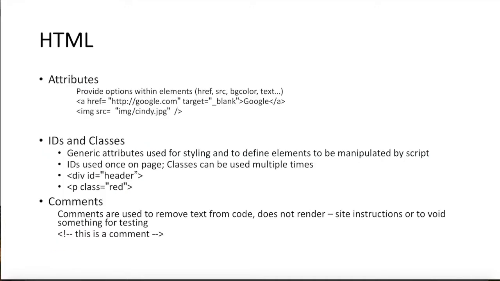So I mentioned before that some elements have attributes, and these are just options within certain elements. There are many different resources online that you can go to that would explain which elements have which attributes. For example, in the first one, we have the A for anchor, which creates the link, but you can't actually link to something unless you know what the URL is, what the address is. So the href stands for hypertext reference, and you put in the URL, the address of the page. So this is an external link that would go out to google.com.